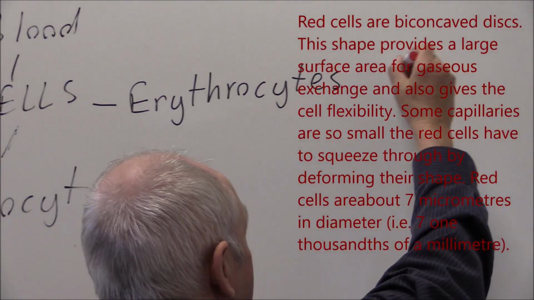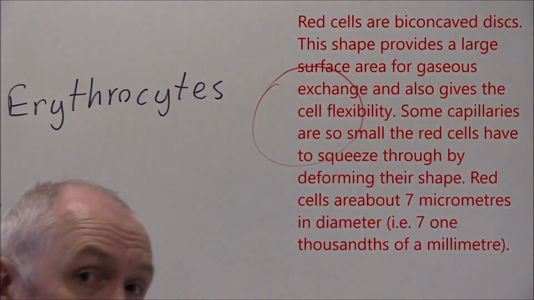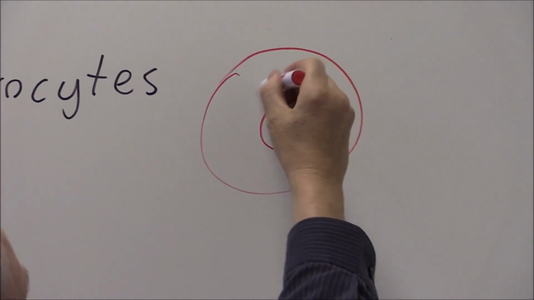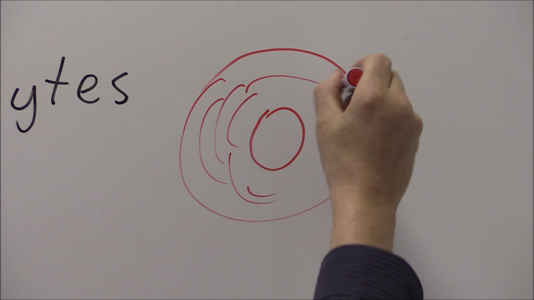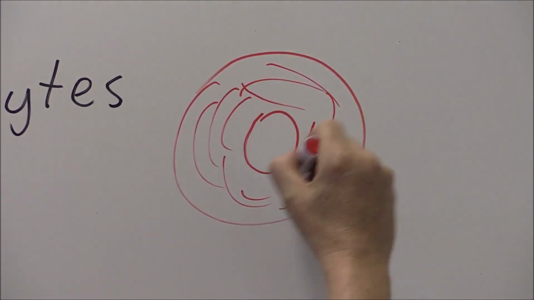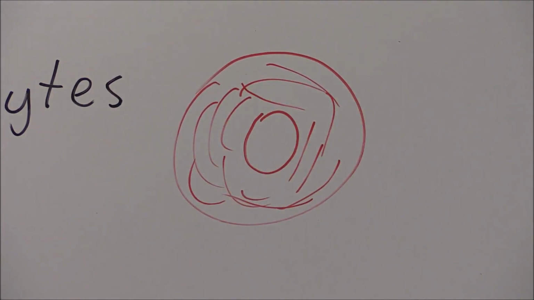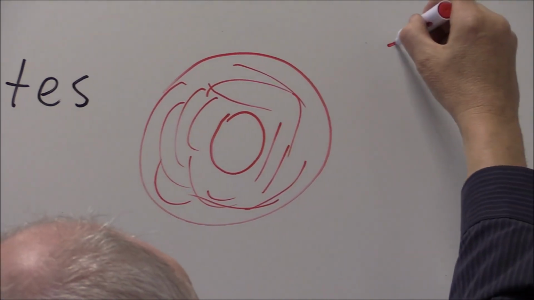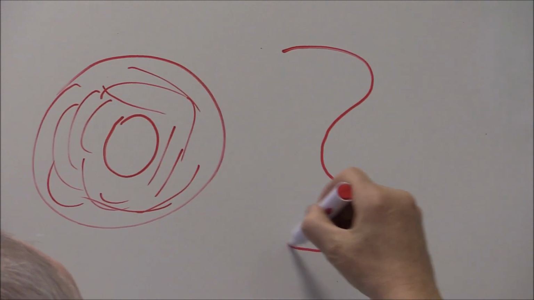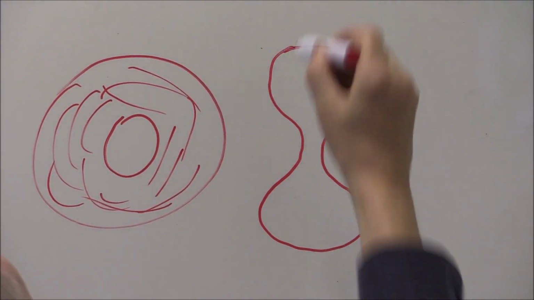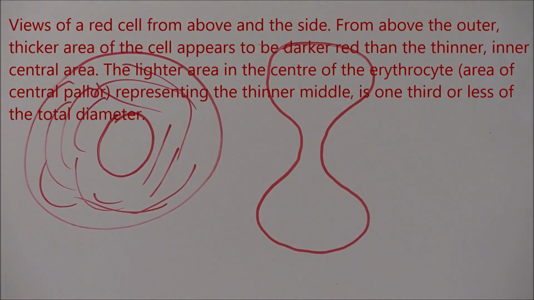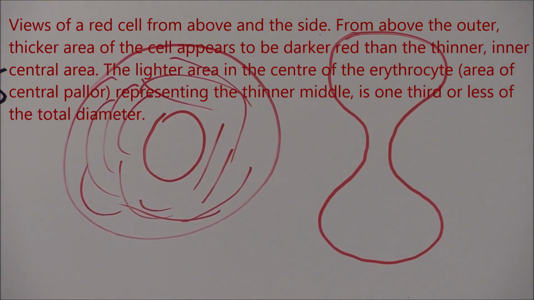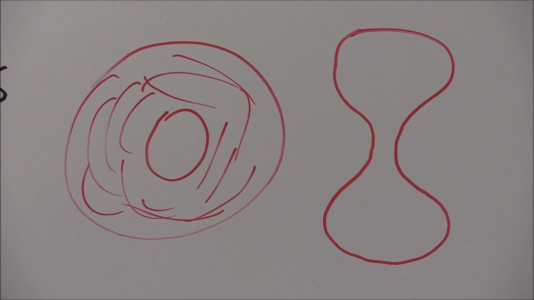So here we see a red cell. And what we notice is the red cell is a biconcave disc. It's darker on the outside and it's lighter on the inside, because they are biconcave discs. And if we were to look at those in cross section, they look a bit like this. They're thinner in the middle. And they're about 7 micrometers in diameter. The red cells, the erythrocytes.